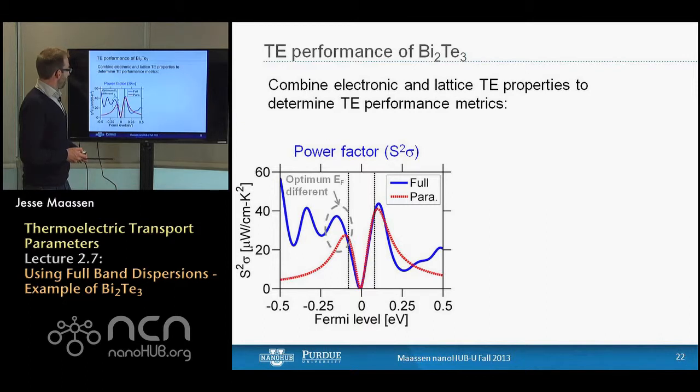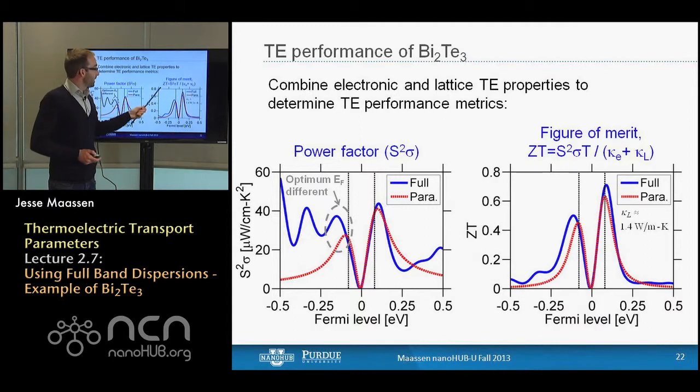Now, if you look closely, you'll see for the valence band, the optimum Fermi level to maximize the power factor is different in both cases. This is important, because if you have an experimental collaborator that says, tell me where my Fermi level needs to be to maximize performance, or equivalently, tell me what doping concentration I should use, if you use this parabolic approximation, you'd be getting the wrong answer, actually. So it turns out to be quite important to do these calculations.